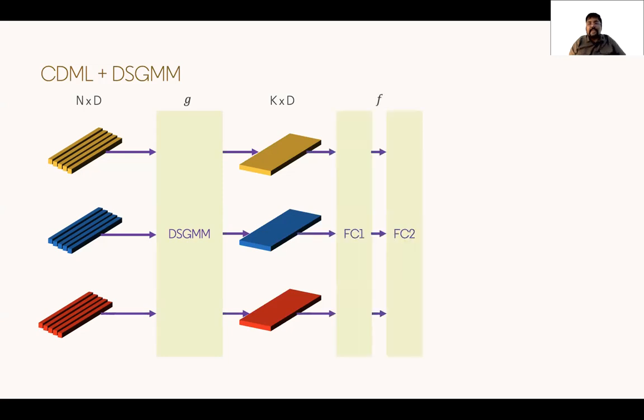This can then be followed by the F function of the CDML network, where you have two fully connected layers. This results in an L-dimensional embedding for the anchor, positive, and the negative, and this can then be trained on triplet loss. In our empirical experiments, we have found that this combination tends to yield more positive results than CDML plus unsupervised bag of words. We will discuss the specifics of the results in the forthcoming section.